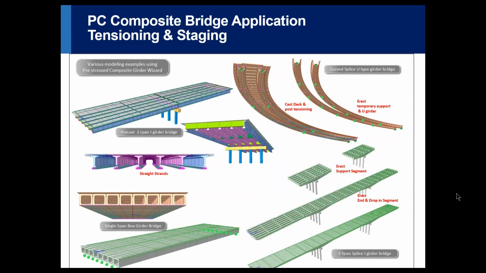And these are just various types of models that I created using the wizard. As you can see, the conventional I type or the box type, and this is just the precast girder and the splice girder.